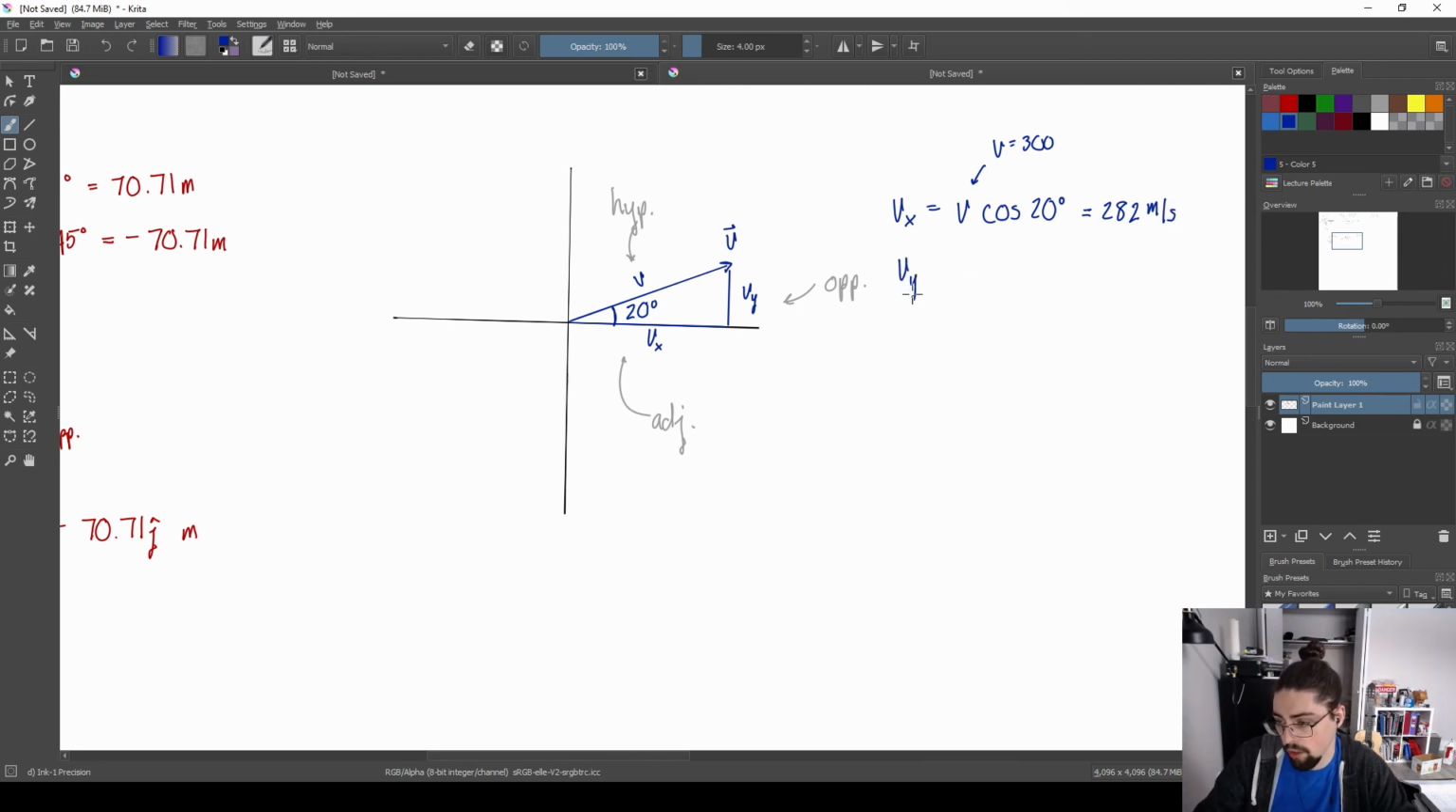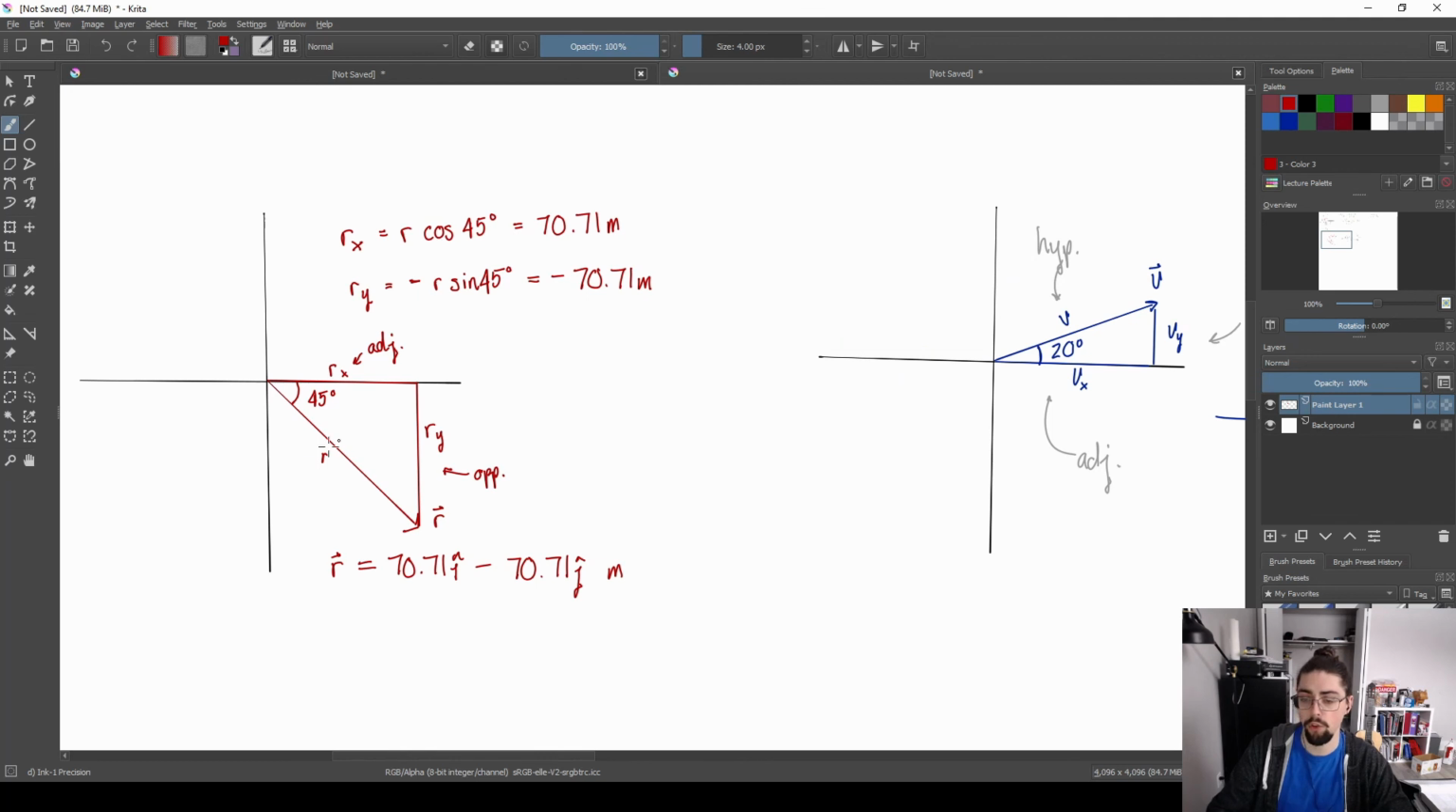For the y component, I might as well just plug this in: 300 sine of 20 degrees. I have left both of these positive because based on my picture, I can see that I have positive x and positive y, so I'm not slapping a negative sign anywhere unnecessarily. What I should end up with is 102 meters per second in the y direction. Similarly, I could combine these together into component notation, and say this is 282 i hat plus 102 j hat meters per second.